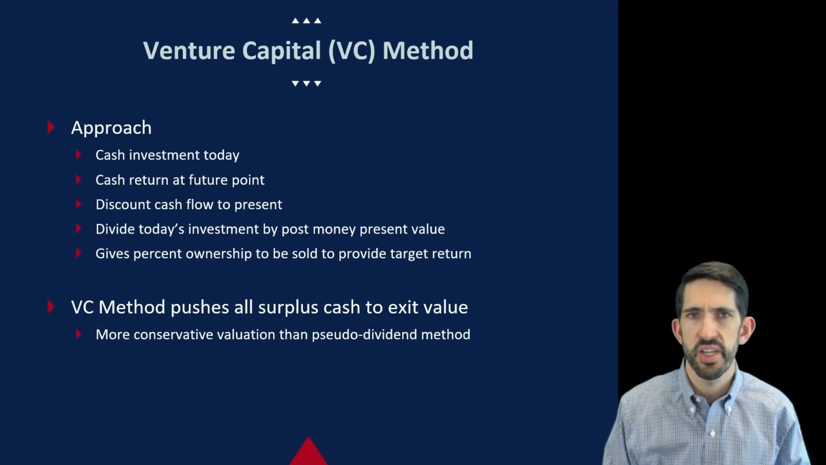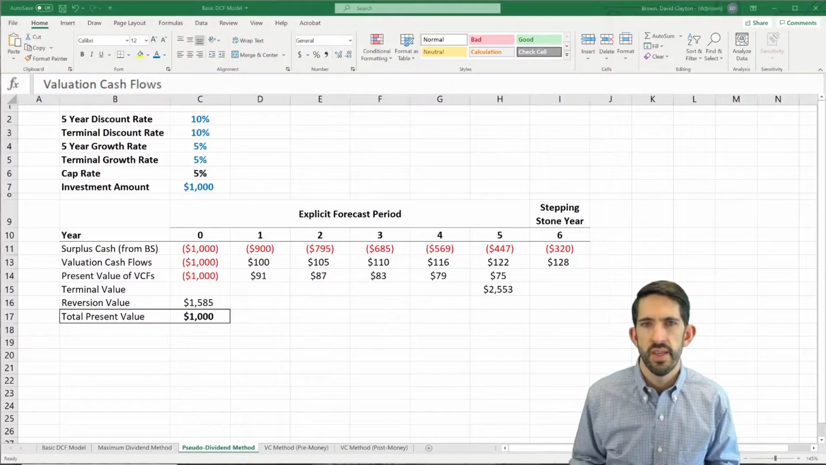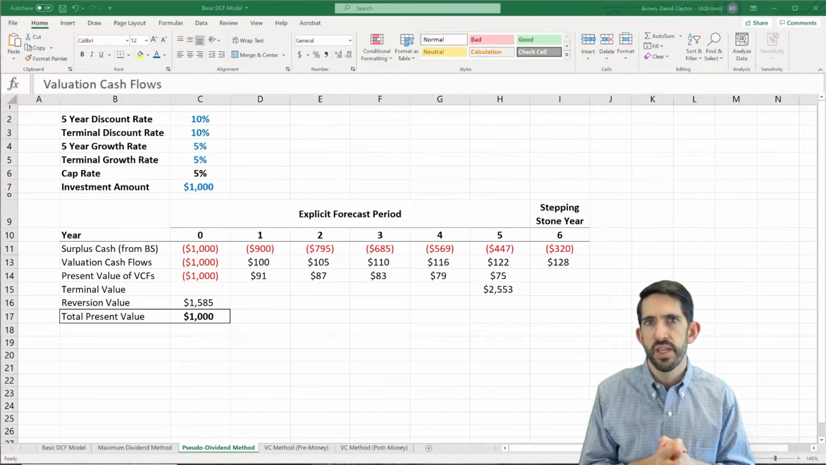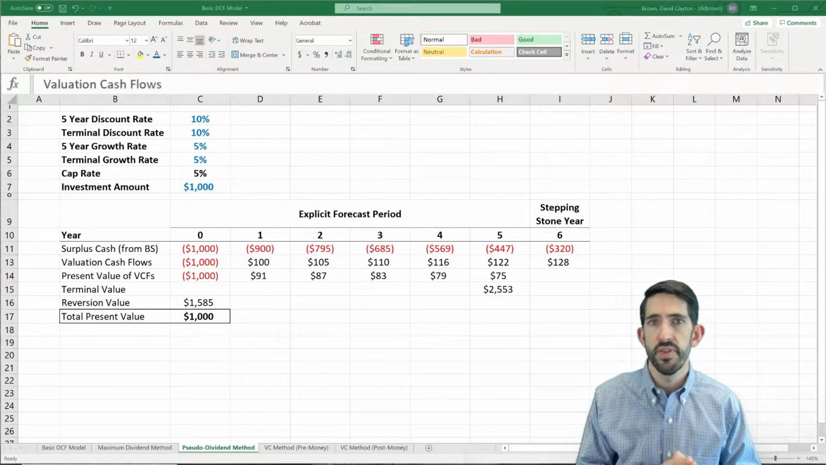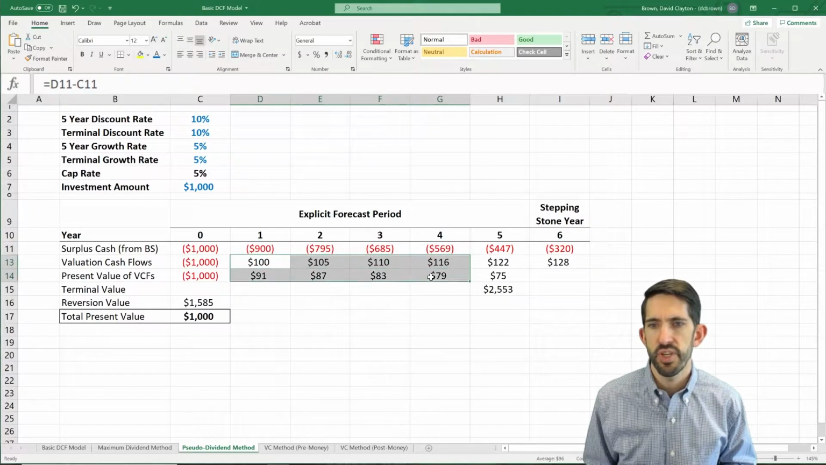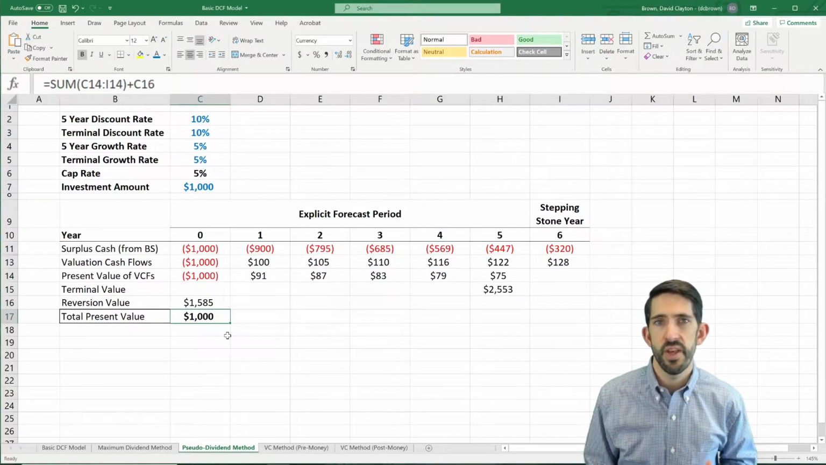All right, let's see what it looks like compared to our prior model example. Here, what I'm going to start showing you is what we started with last time in our pseudo-dividend method. And notice we have explicit cash flows and present values on those explicit cash flows. At the end, we get a total present value of $1,000. Again, that's the net present value.